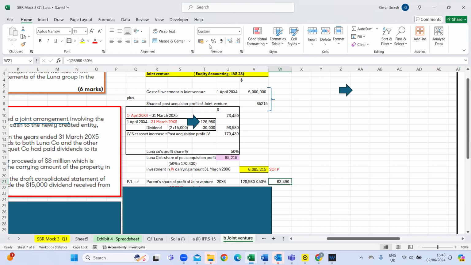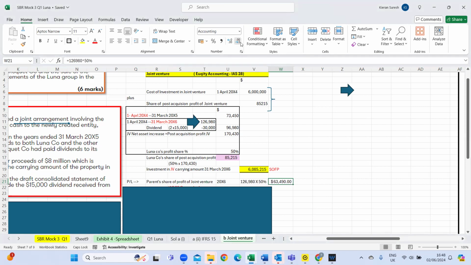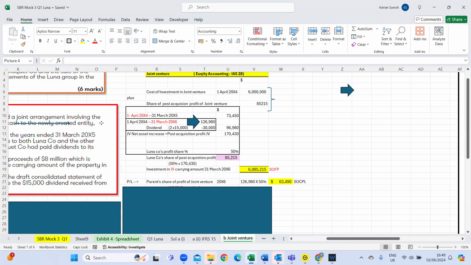This would appear in the profit and loss account for the current period as the profit share of joint venture. This would be the balance sheet, and then this would be the profit and loss account, the consolidated statement of profit and loss account. This would appear on the profit and loss account, right? I hope this is much easier. This is not difficult when it comes to joint venture, right?